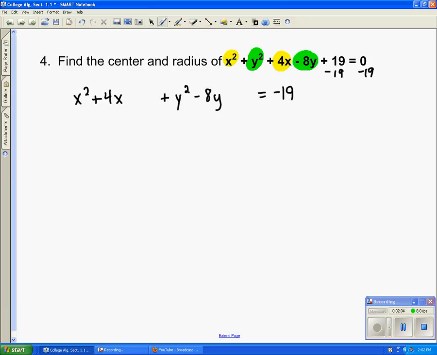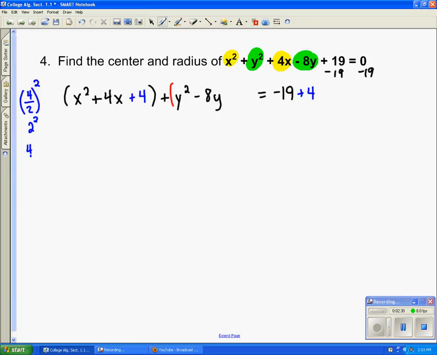So we want to complete the square with our x terms. We take our b term, which is 4, divide by 2, and square it. So 4 divided by 2 is 2, and 2 squared is 4. So we add 4 here. If you add 4 to this side, you have to add 4 to the other side.